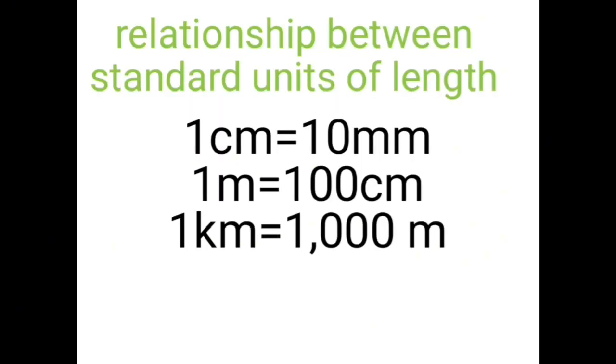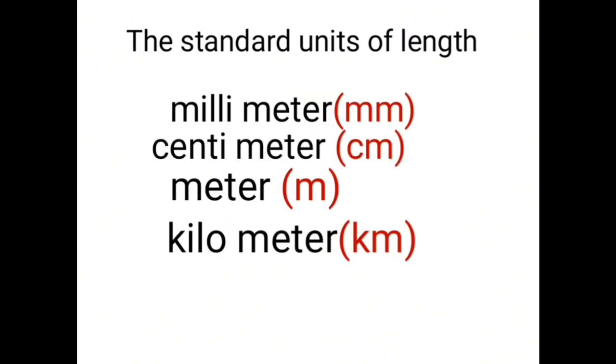There is a relationship between standard units of length. So, the first relationship is 1 centimeter is equal to 10 millimeter. But before we learn about the relationship between standard units of length, first we have to know the abbreviation form for each standard unit of length.